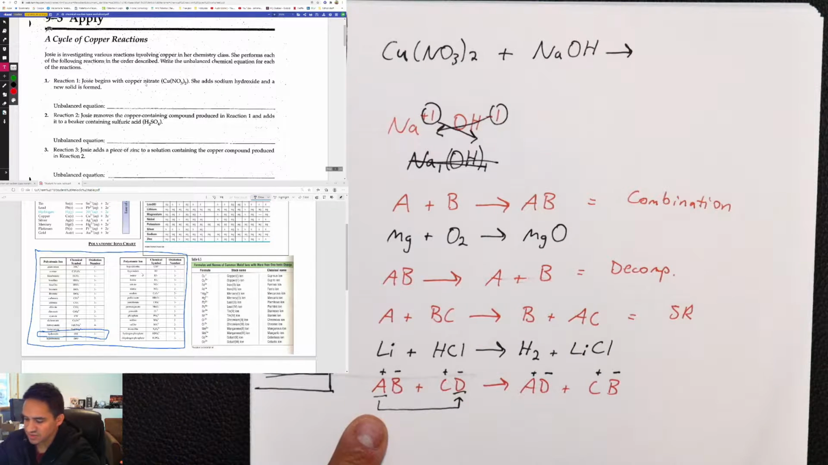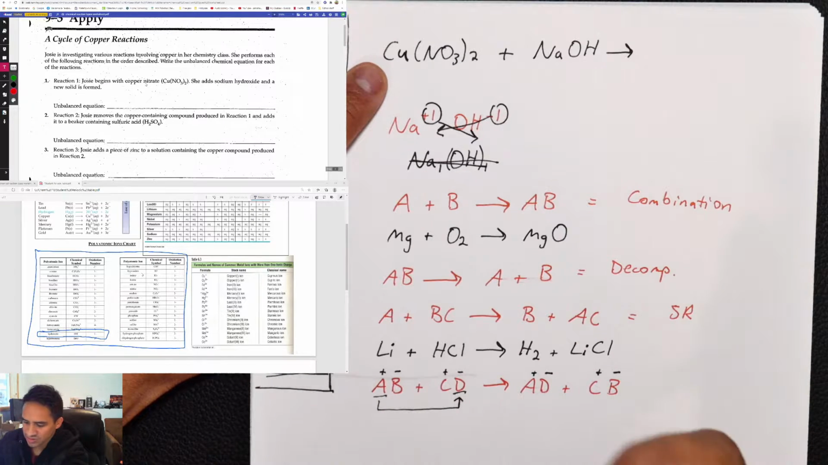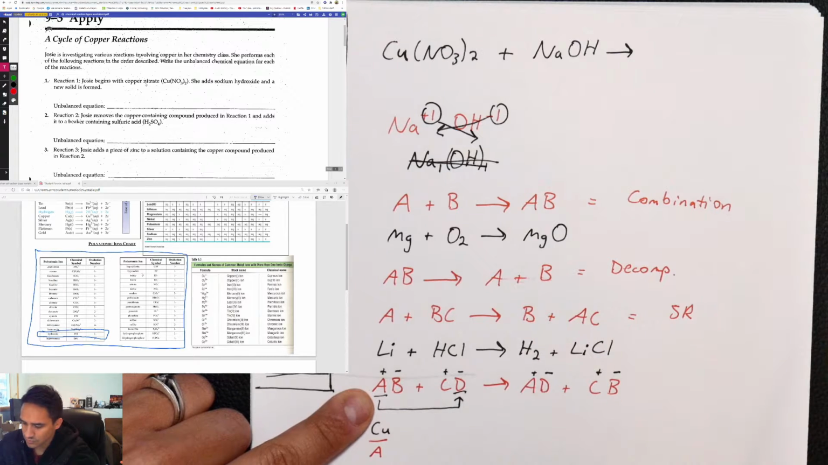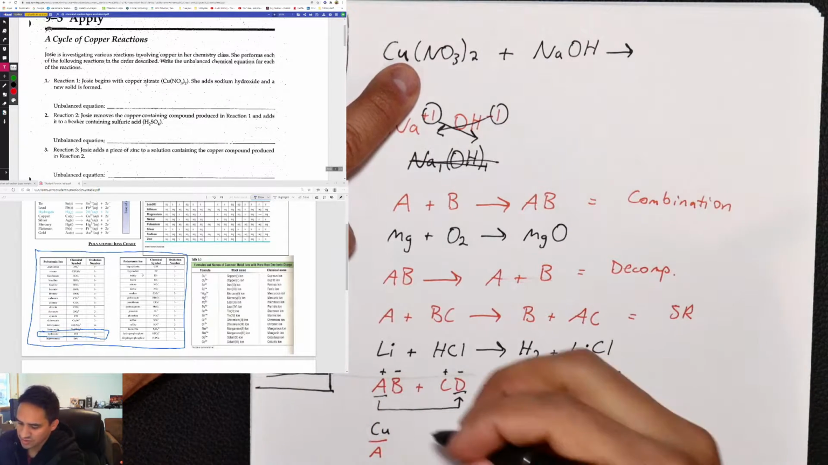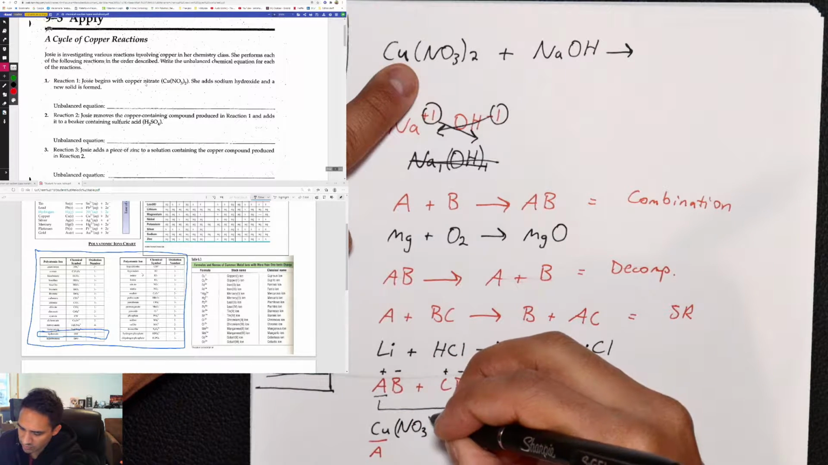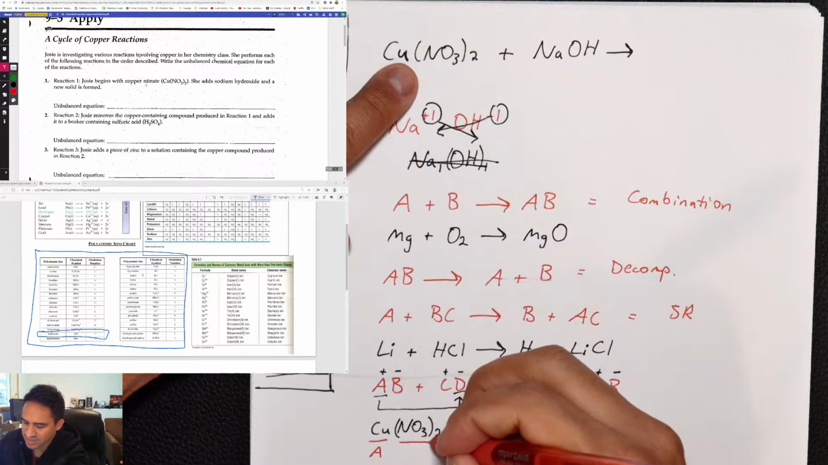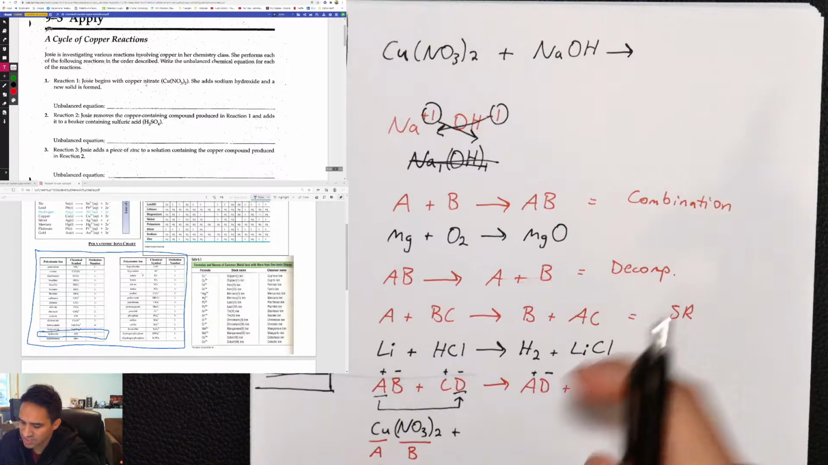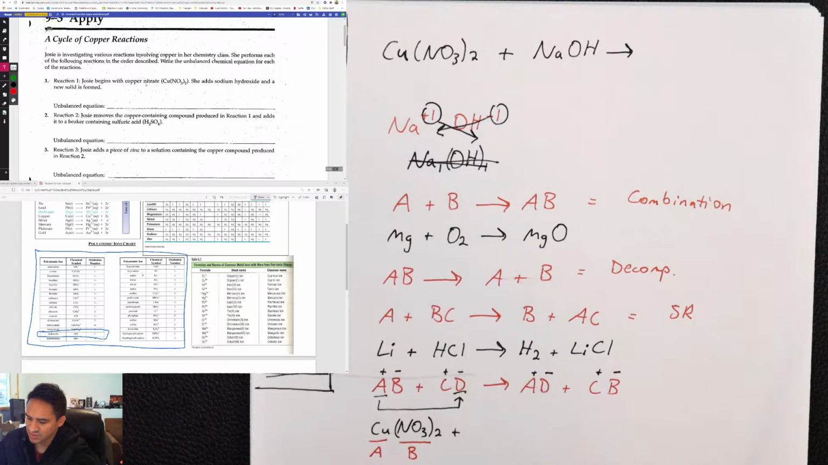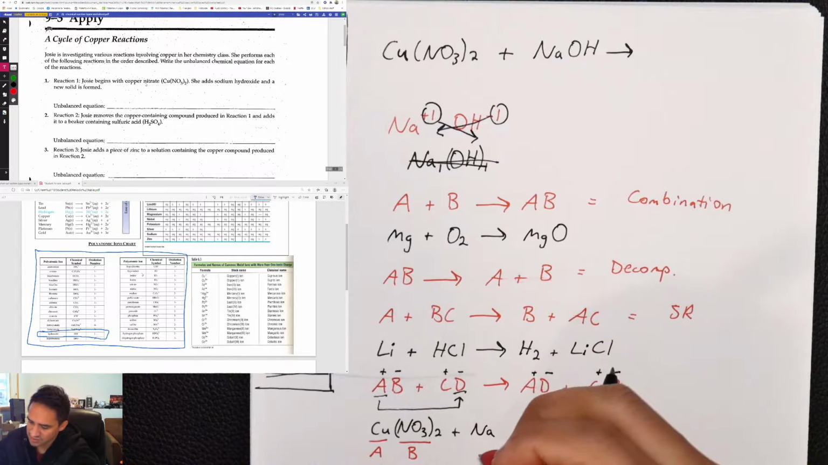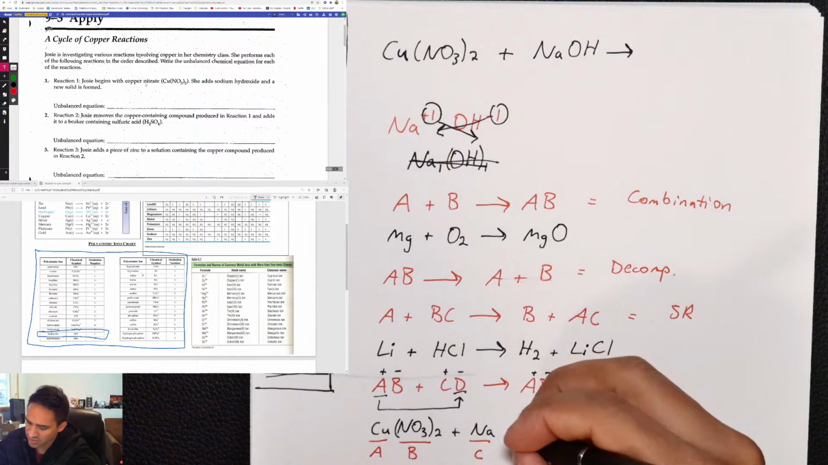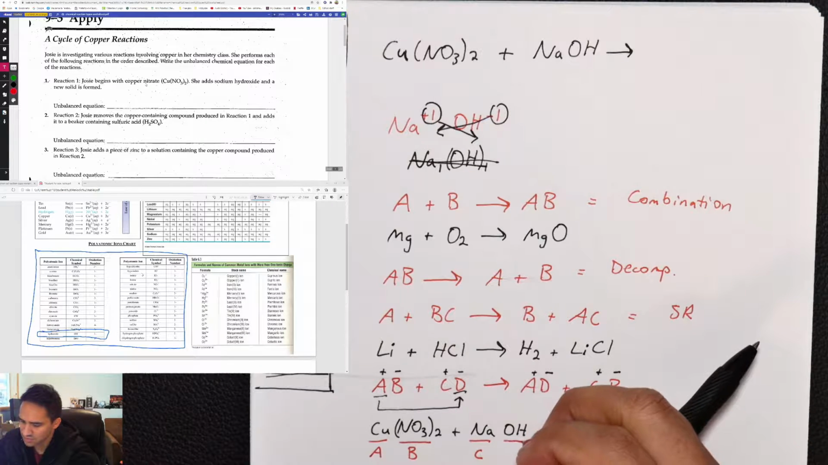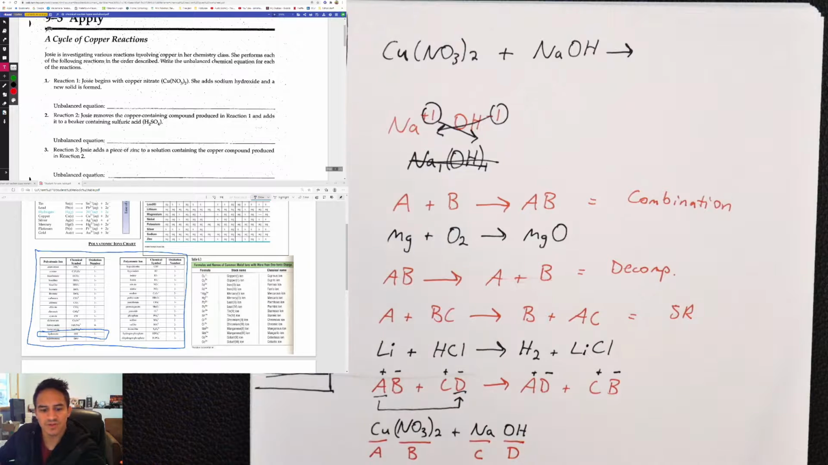So an example of this could be the one we actually have right up here, where copper, Cu, is A. B is a nitrate ion. Nitrate is a polyatomic ion, which we can count as its own thing. It's not an element, but it's one group of stuff, so we can count it as its own thing. So that's B. Plus C, in this case, would be sodium, Na. And then OH is the polyatomic ion hydroxide, which, just like nitrate, we can treat as its own thing. That will be our D. So this is what we've got so far.